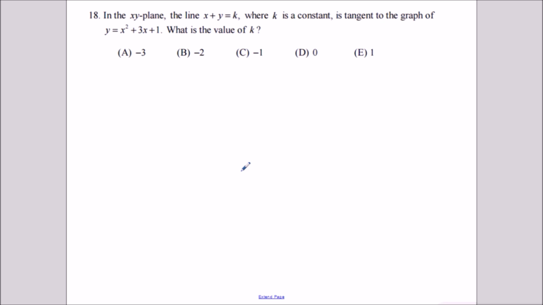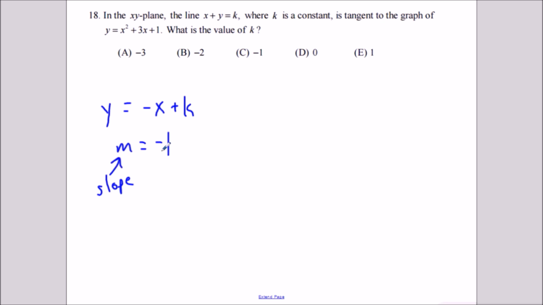Okay, for this question here, we have in the xy plane, the line x plus y equals k, where k is constant, is tangent to the graph of y equals x squared plus 3x plus 1. So if they're telling us that this line is tangent to this curve, then we want to think of that line as y equals negative x plus k. The reason why we want to rearrange it in y equals form is because it tells us the slope of the line. So remember, this here represents our slope. The slope of our line is negative 1.